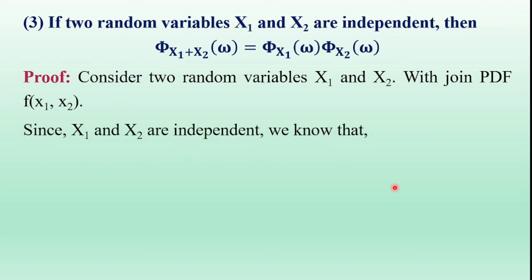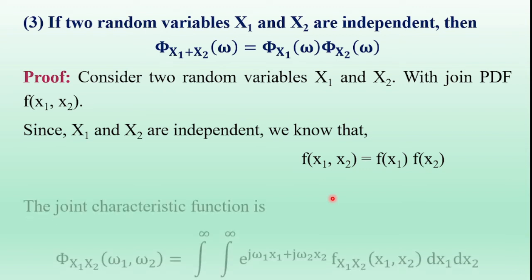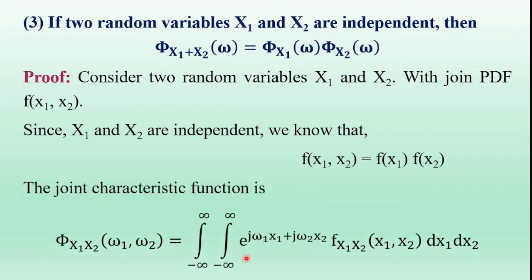Since x1 and x2 are independent random variables, we know that the joint probability density function is equal to the product of their individual density functions, that is this expression. For the continuous case, the joint characteristic function is given by this expression, the definition of the joint characteristic function for continuous random variables x1 and x2.